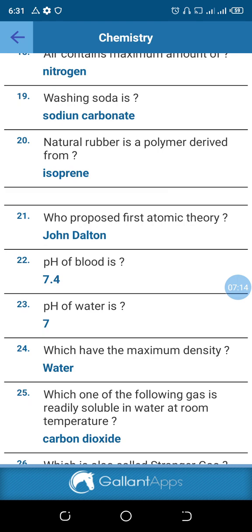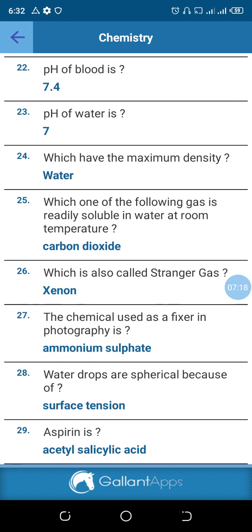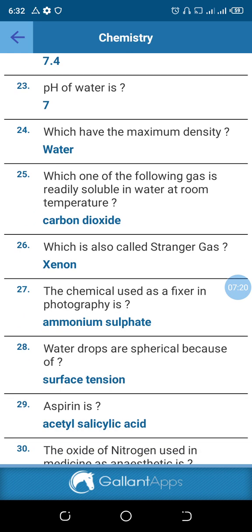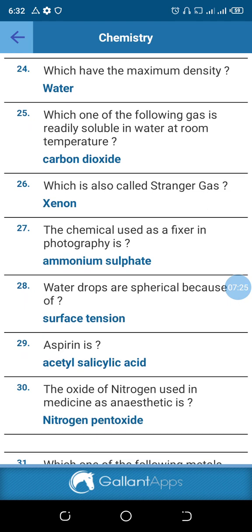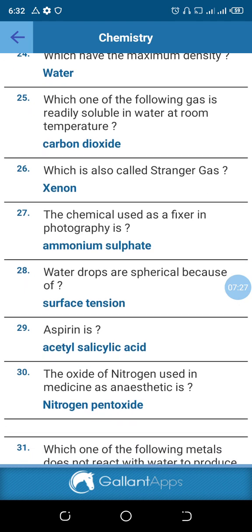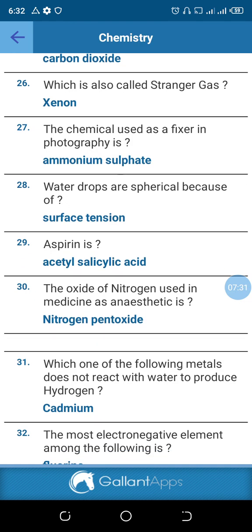Who proposed first atomic theory? John Dalton. pH of blood is 7.4. pH of water is 7. Which has the maximum density? Water. Which one of the following gas is readily soluble in water at room temperature? Carbon dioxide.